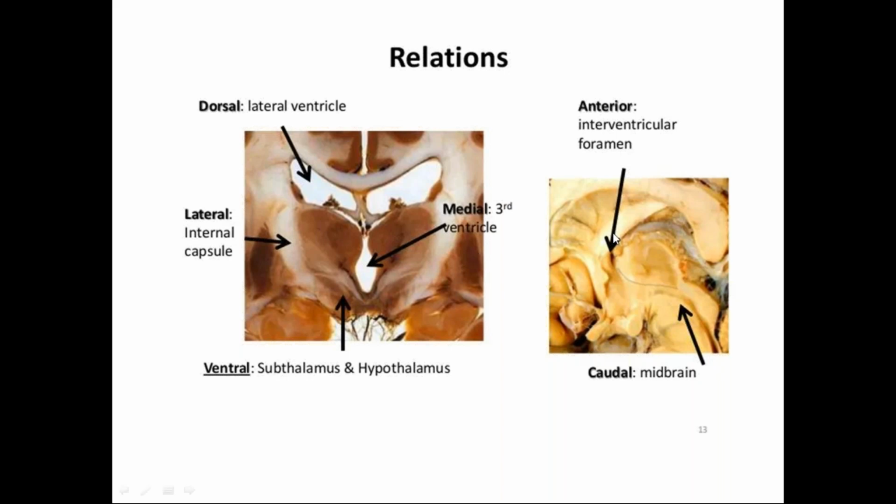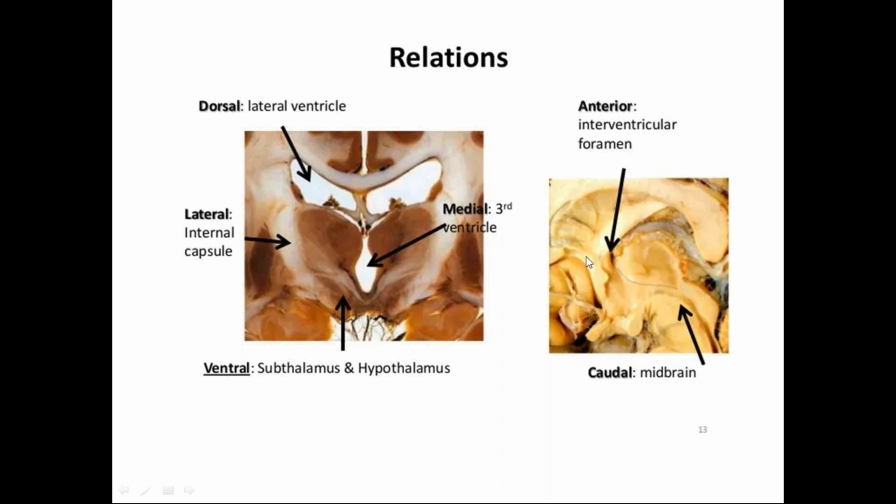So here you can see the interventricular foramen. The anterior end of the thalamus lies just behind the anterior interventricular foramen, and the caudal part lies just above the superior colliculus, in front of the pineal body. So this is the caudal end, and that is the extent of the third ventricle.